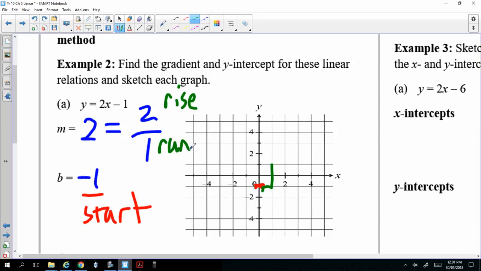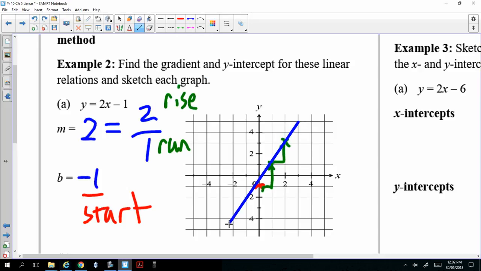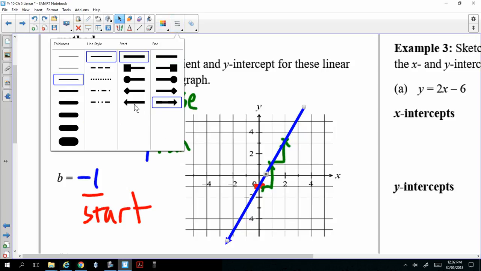Therefore I get to this point here, and then do again 1 across, 2 up, to get another point. So now you get 3 points. You draw a line passing through all 3 points. Let me use a line tool. I change the color to blue. Okay, good. And then I have to adjust the gradient. Okay, something like this. Once you've drawn the graph, what do you have to do? You have to put arrows on both ends. So put arrow, arrow. Right, that's your graph being drawn.